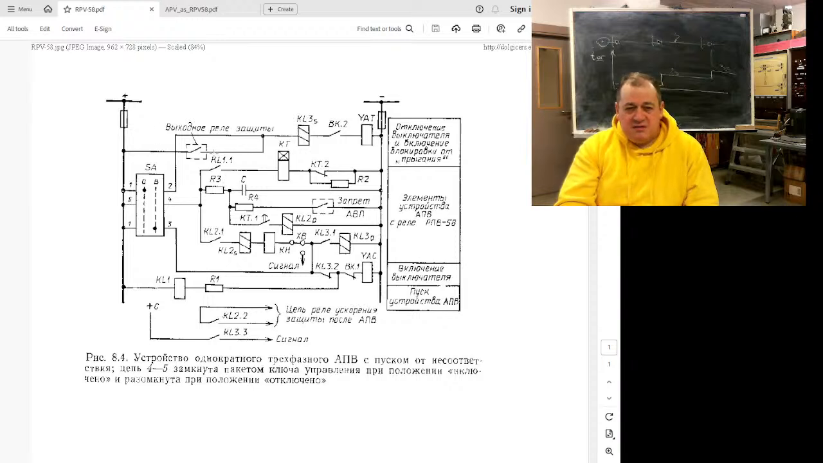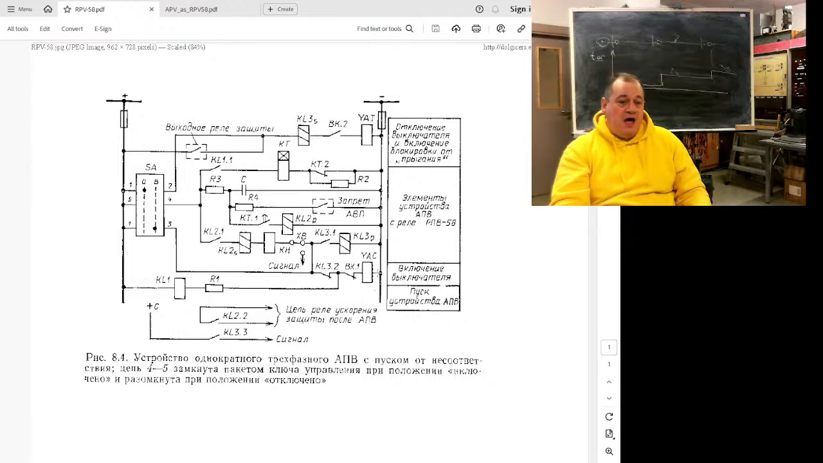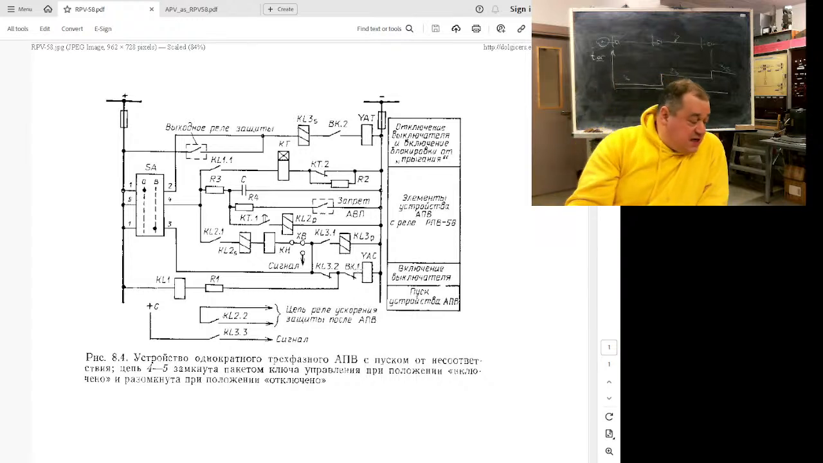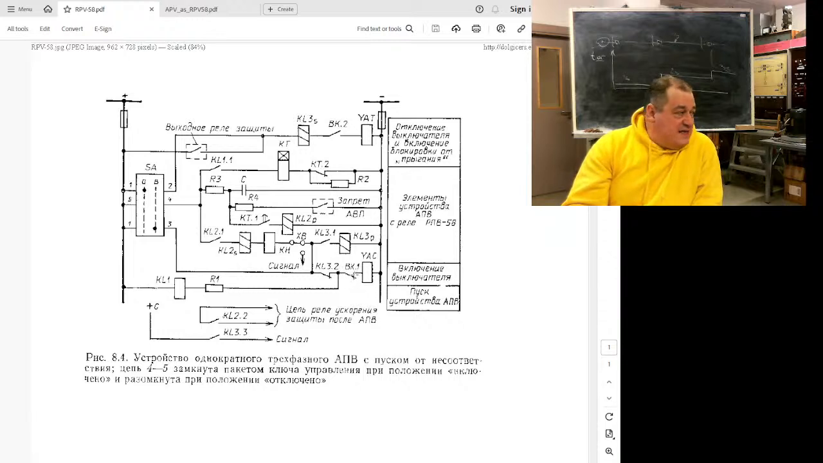One second. I'm getting lost in this circuit. This is an interesting circuit, an interesting idea. How can you see it? It's the disconnection coil of my circuit breaker. This contact is inner to the circuit breaker.